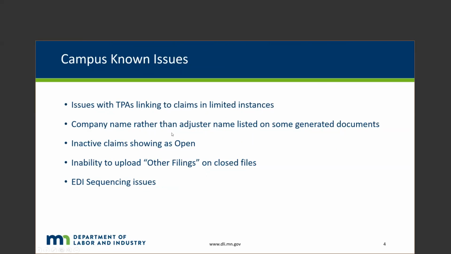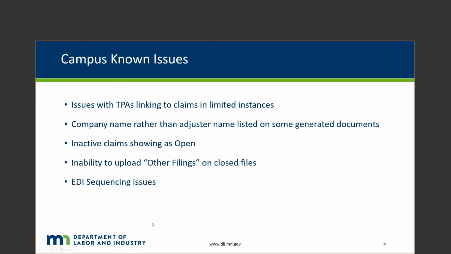Company name rather than adjuster name is listed on some of the generated documents. I believe that this is specifically our NLPLB document that is generated, and that's something that we have on our radar. Inactive claims are showing as open in some instances, and that's more of an educational thing.